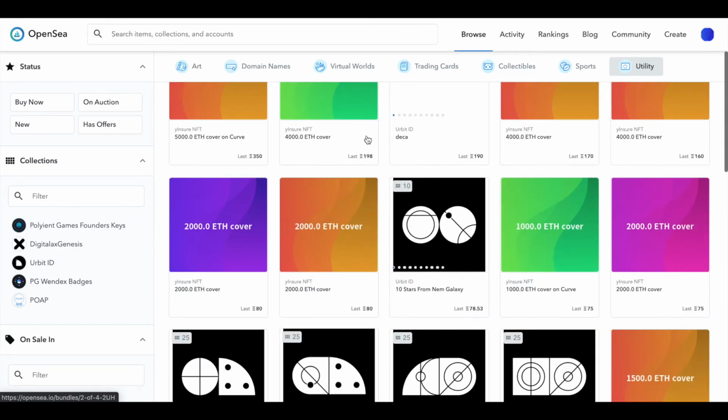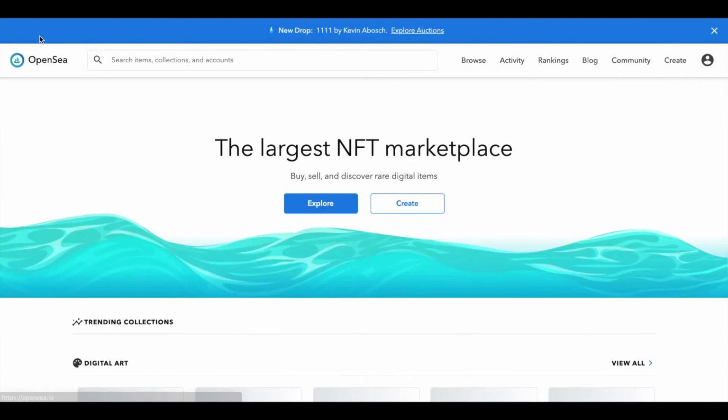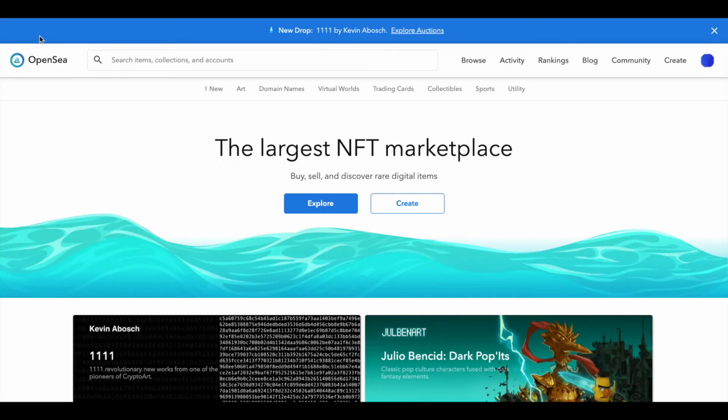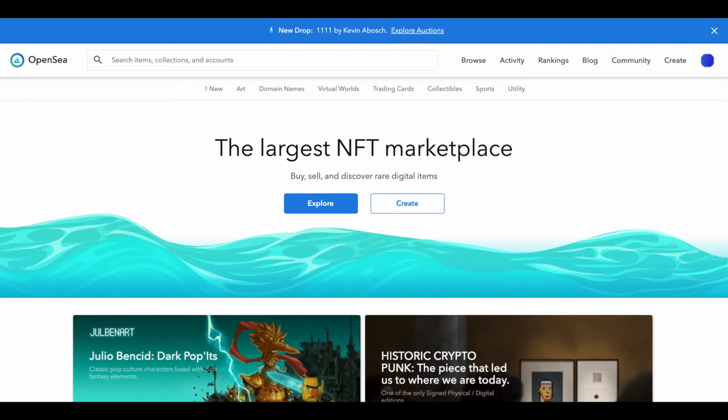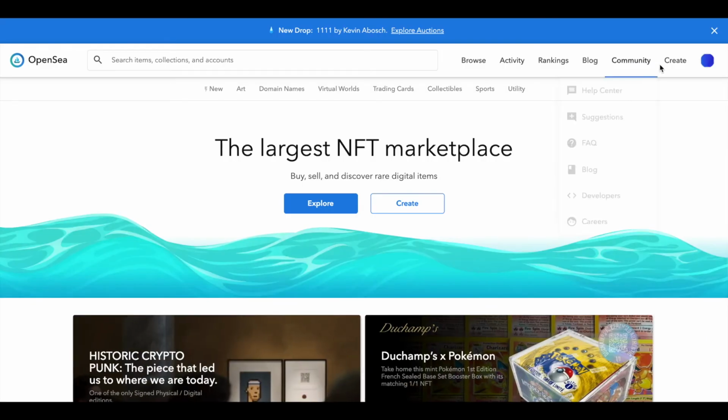But I hope this gives you a good idea of the world of NFTs and the current ecosystem. Now, how do you create your own? Creating your own is actually not that difficult. I mean, there are different types of NFTs. So if you want to create NFT art, it's actually very easy. Both Rarible and OpenSea give you an option to create.